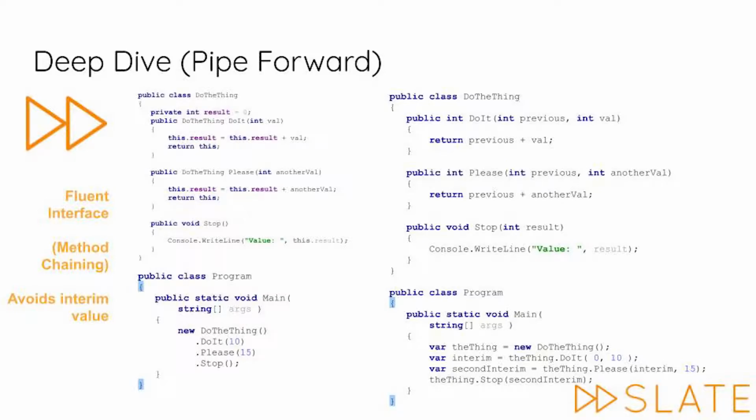So these are two examples of what you can do in C#. Essentially, we've got this class do the thing, and then we're going to do something passing a value to it, and then we're going to pass another value to please, and then stop. And so here we've got these interim values each time. So we call the function, we get this interim value out, then we've got to pass the interim to the next one, and then to the next one. And fluent interfaces get you around that, but you've actually got to do that, which is kind of a bit annoying.